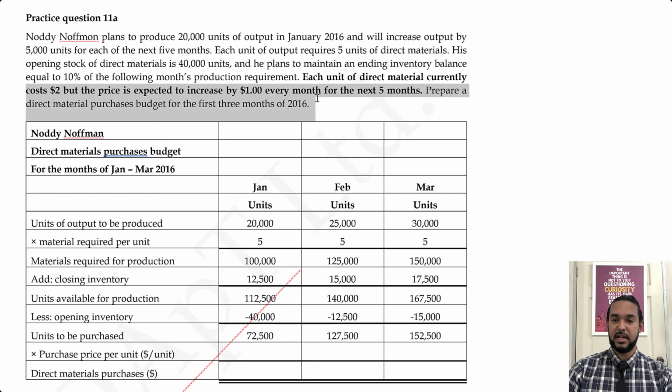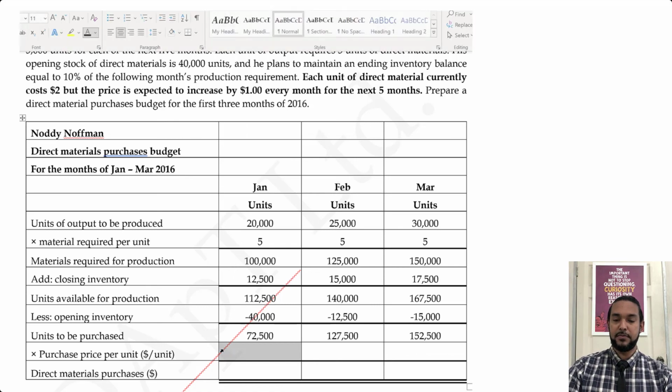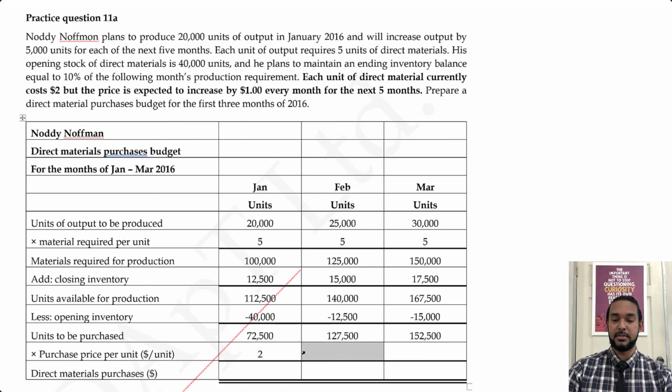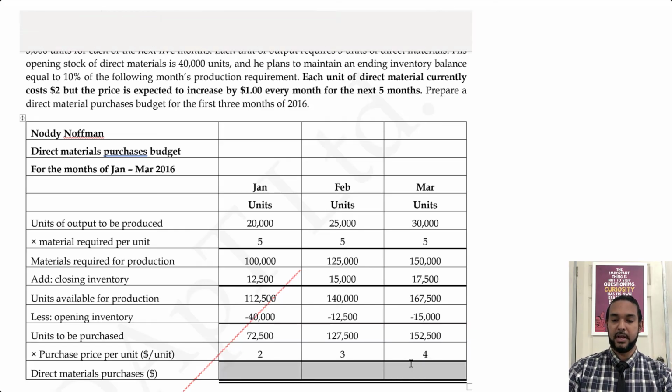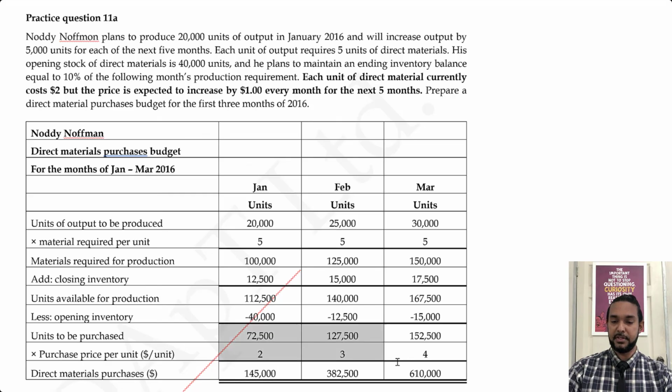And we have this last little complication here. Each unit of material currently costs $2 per unit, but is expected to increase by $1 every month for the next 5 months. So in January, we have a cost of $2 per unit, but it's going to increase by $1 every month. So we're going to have $2 in Jan, plus 1 means $3 in Feb, plus 1 means $4 in March. And then we're going to multiply going down and get those figures for the value of direct material purchases for Jan, Feb, and March for this particular company.